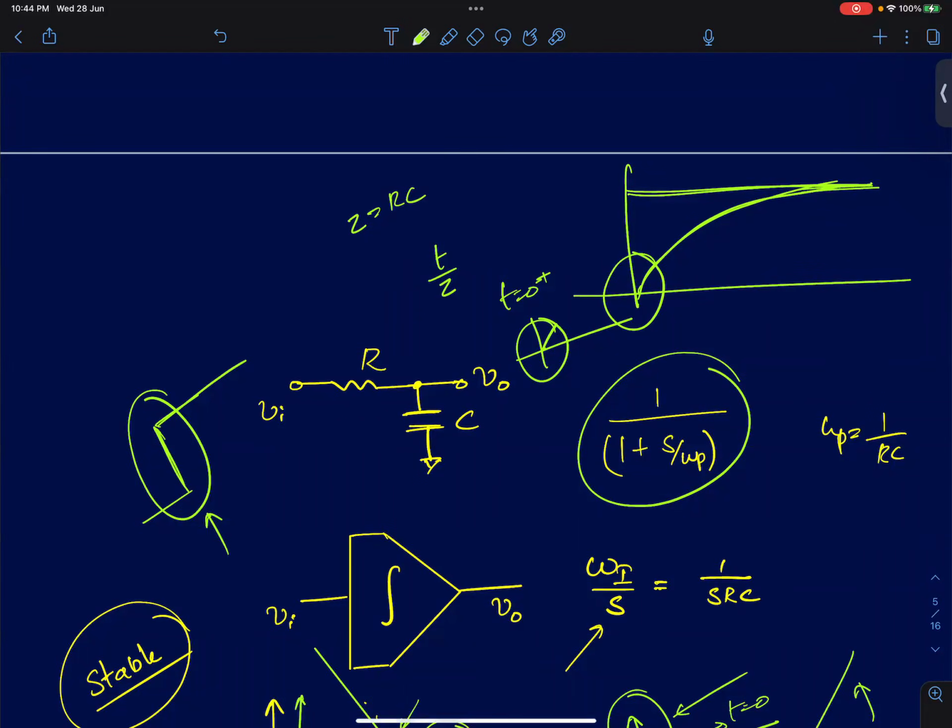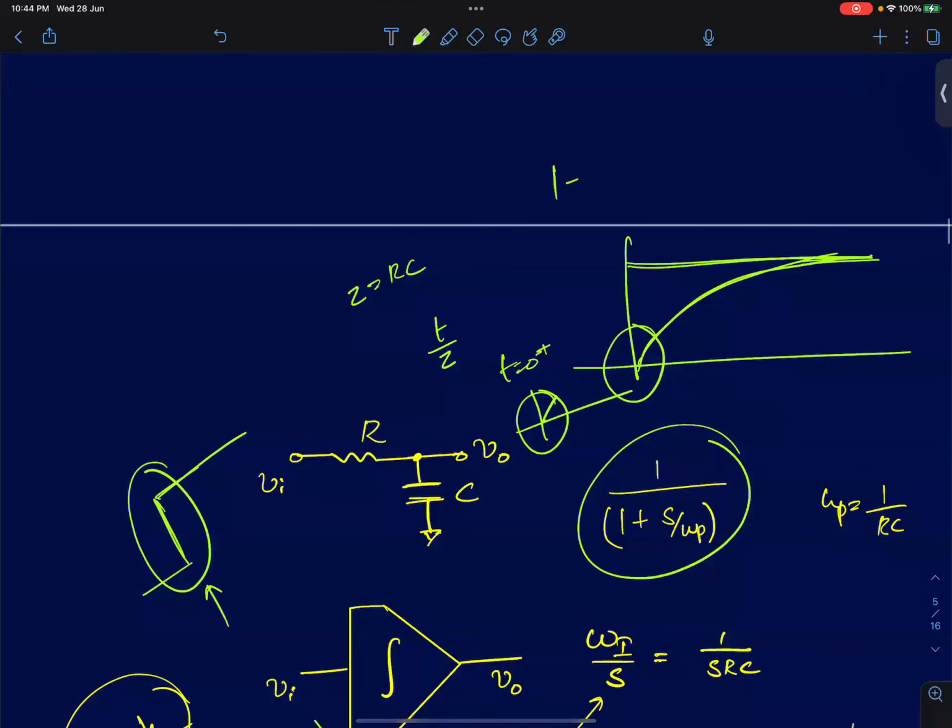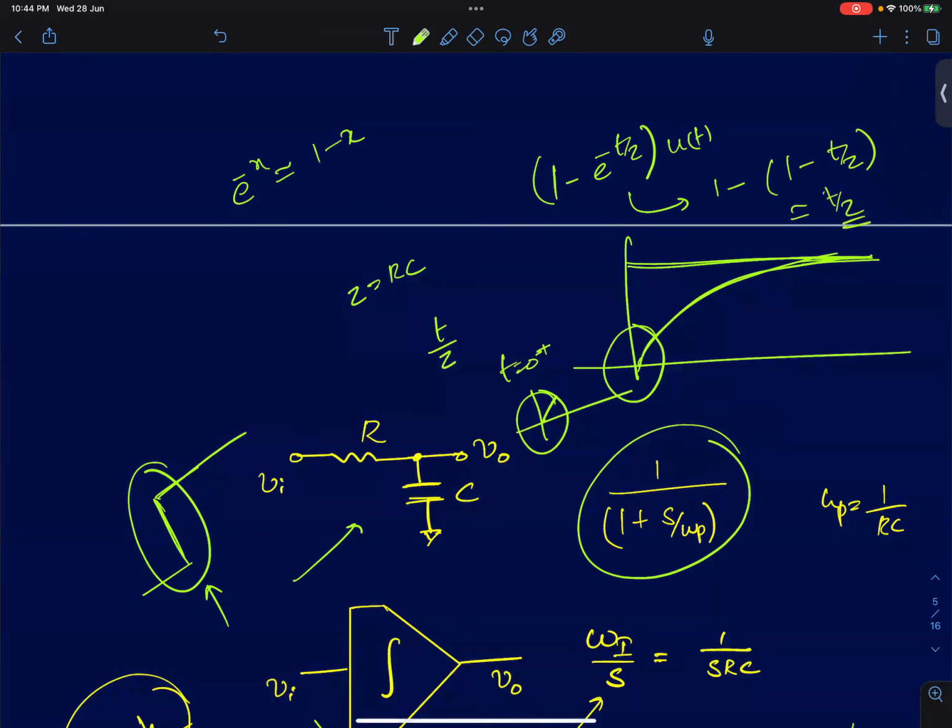Now, this system, we know the exact response. The exact response is 1 minus e power minus t upon tau, right, into u of t. If you have done any basic first order circuit analysis, if you feed a step input to a first order RC circuit, the output should be 1 minus e power minus t upon tau. Now, if you expand the exponential function for small values of t, this will be approximately 1 minus x. So this will reduce to 1 minus (1 minus t upon tau), which is equal to t by tau. So we predicted this behavior even before having an exact expression.